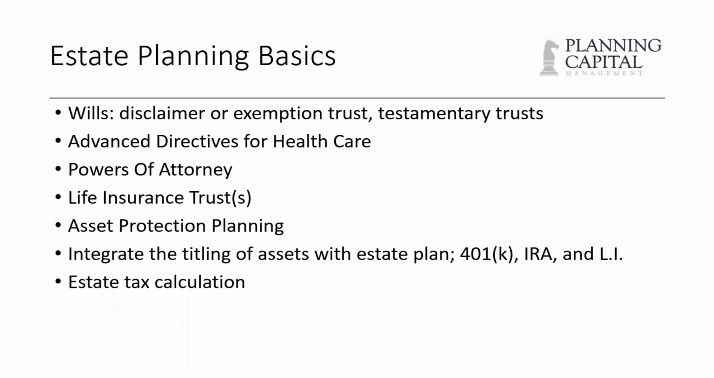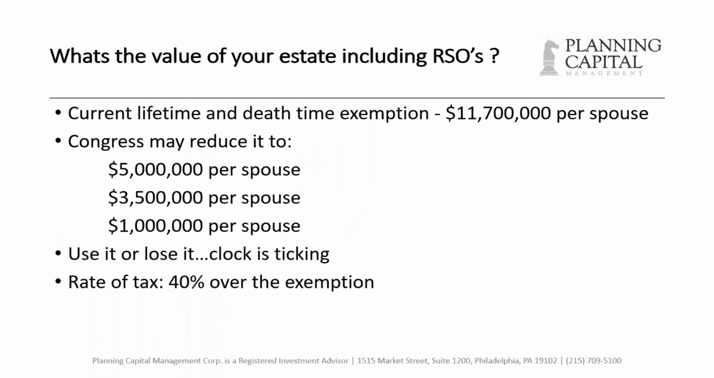So when you run an estate tax calculation, the idea is you add up your total asset base and then subtract out the exemption, if it's 11.7, if it's 5 million, if it's 3.5 million, and just look to see what your estate tax exposure is. And that'll tell you whether or not you should be considering some additional planning. So when you consider what is your total asset base and the exemption amount.